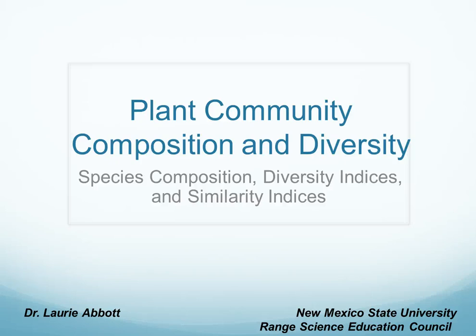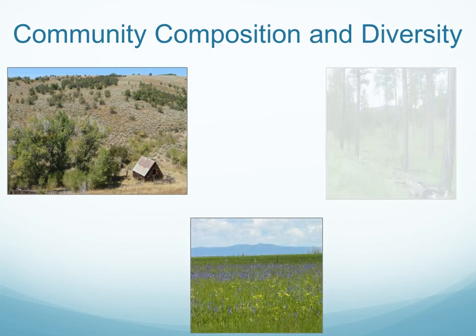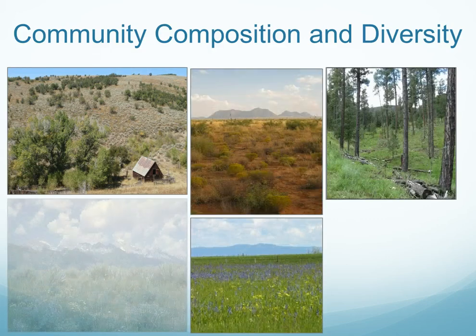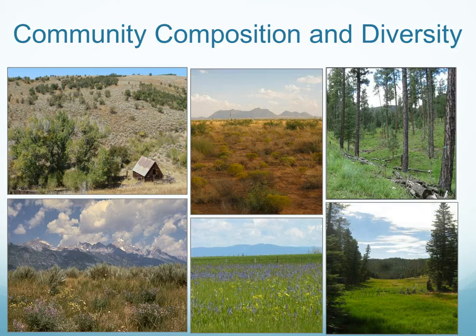Plant community composition and diversity. When we measure vegetation attributes on rangelands, we often do this to provide data that are relevant to management. Very commonly, we have management or conservation goals that pertain to a particular targeted plant community, and this can be described as having a certain composition or diversity of species.